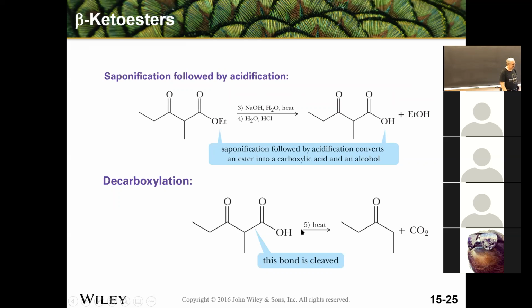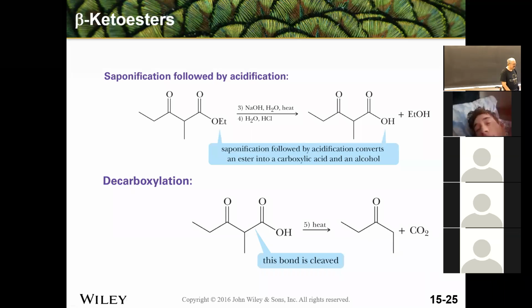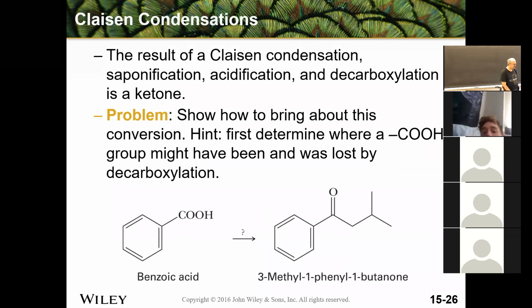Okay, this only happens easily if the ketone group is beta to the carboxylic acid. If it's farther on down, then it's not easily decarboxylated. So that's a beta ketoester. All right. So the result of a Claisen condensation, saponification, acidification, and decarboxylation is a ketone. So show how to bring about this conversion.